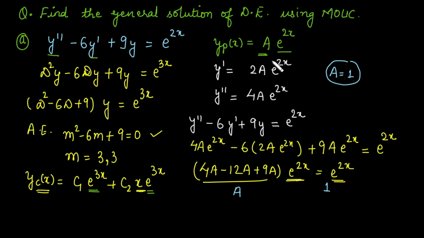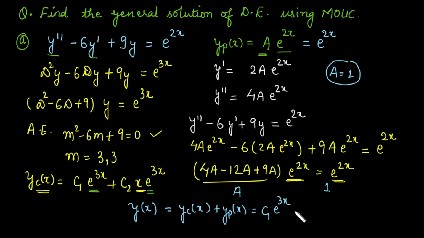So it means the particular integral in this case is e raised to power 2x after substituting the value of a. And finally, the general solution is equal to complementary solution plus particular integral, that is equal to c1 e raised to power 3x plus c2 x e raised to power 3x plus particular integral e raised to power 2x. And that is the final answer by using the method of undetermined coefficient.